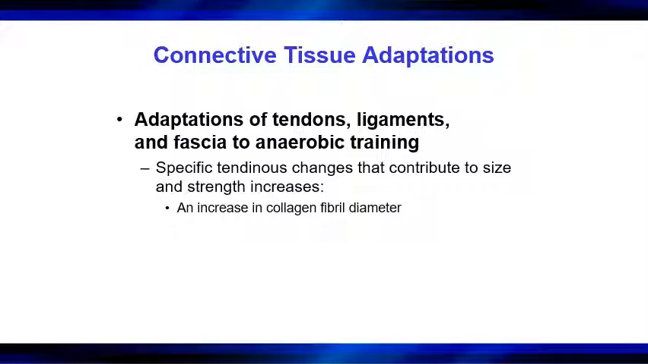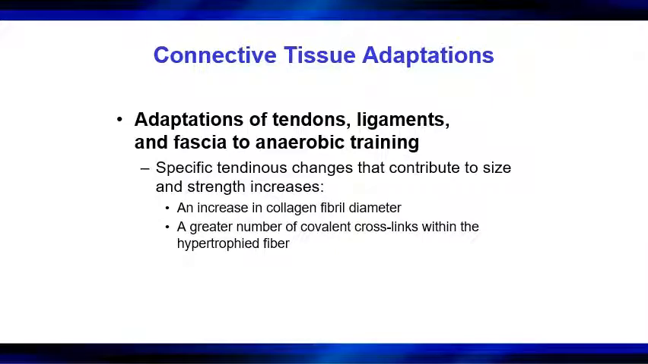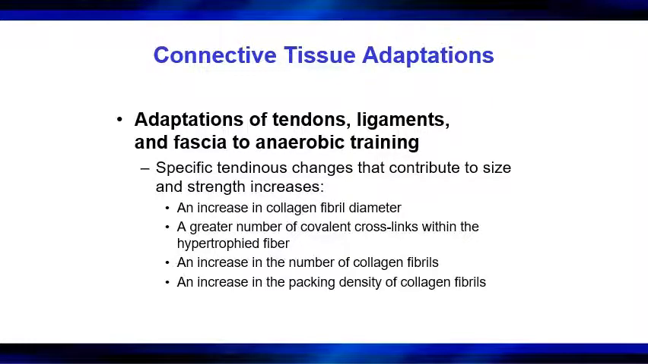So what could happen with a tendon is you get an increase in the collagen fiber diameter. Those individual collagen fibers, I know we showed a picture of a ligament, tendons have a similar makeup as far as a breakdown of the different fibers. Greater number of covalent cross-links within the hypertrophied fibers. Remember, we said that the cross-linking is where the strength is going to occur. An increase in the number of collagen fibrils, and an increase in packing density. So not only do you get an increase in number of the fibrils, but you also get an increase in the packing density. You get more of those collagen fibrils packed together, which will continue to increase the strength of the tendon.